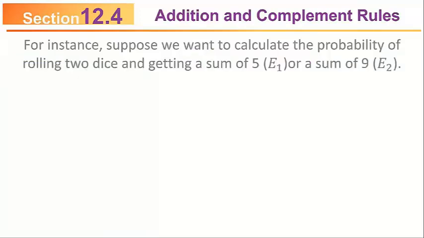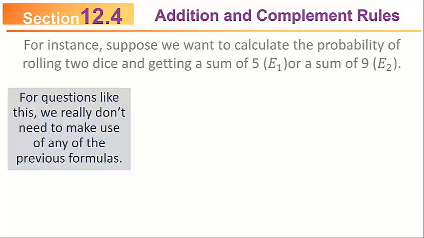Suppose we want to calculate the probability of rolling two dice and getting a sum of either 5 or 9. And you notice I call getting a sum of 5 an event called E sub 1, and getting a sum of 9 an event called E sub 2. That's just for convenience. We're trying to roll two dice and find the probability of getting a sum of either 5 or 9. You really don't need any of the new formulas to do this.